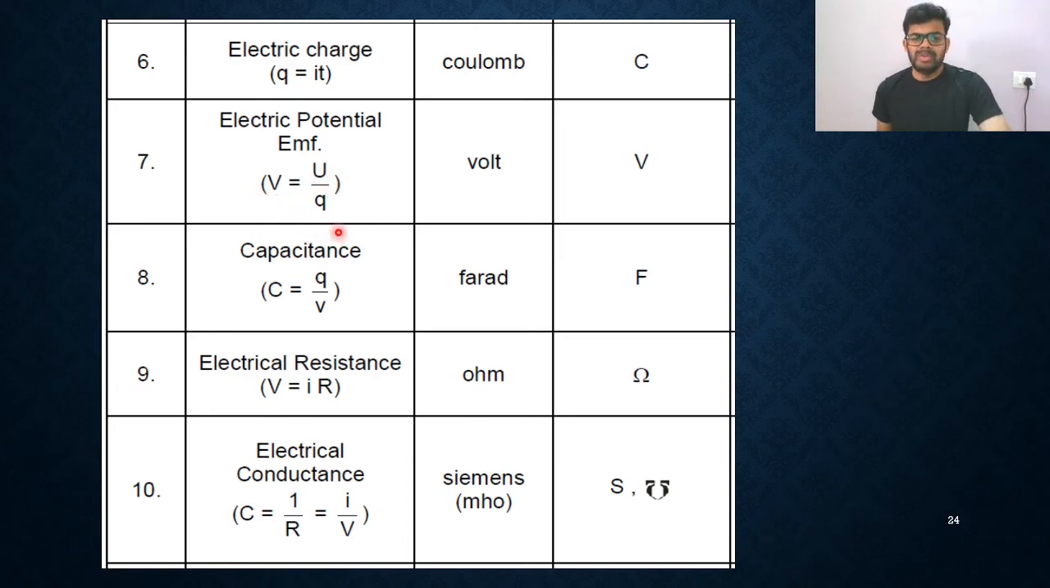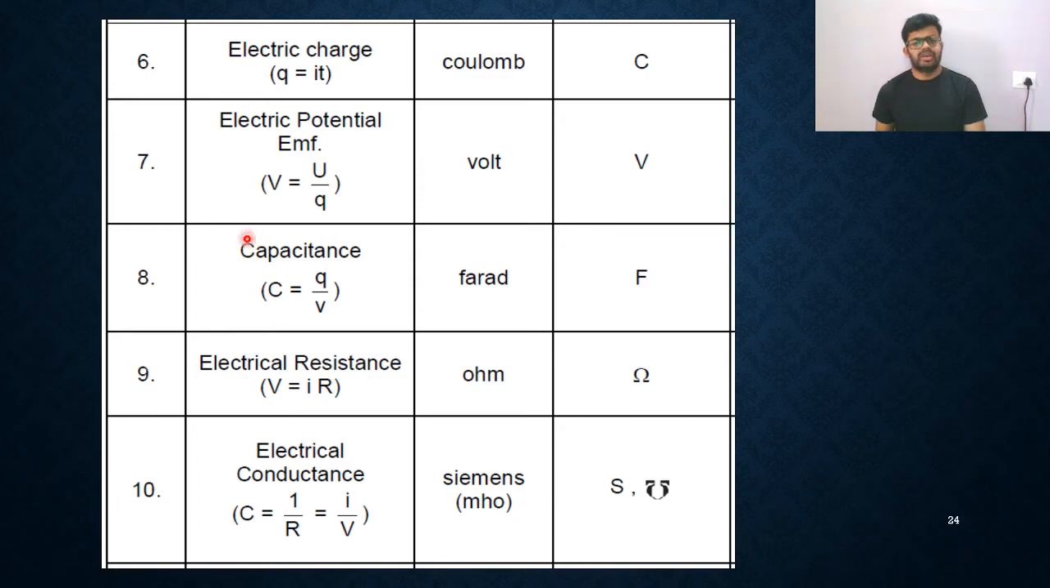That is always U by Q, meaning potential energy divided by charge. Or you can say W by Q, so work divided by charge. So that is joule per coulomb. Joule per coulomb is called volt. So if you want to write in an SI unit, you'll write joule per coulomb.